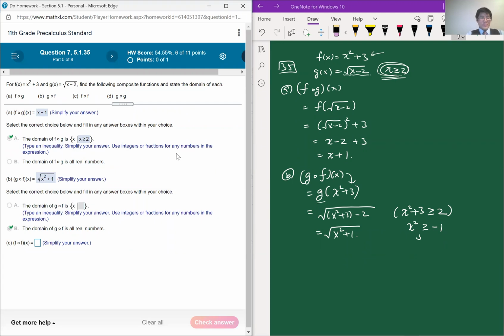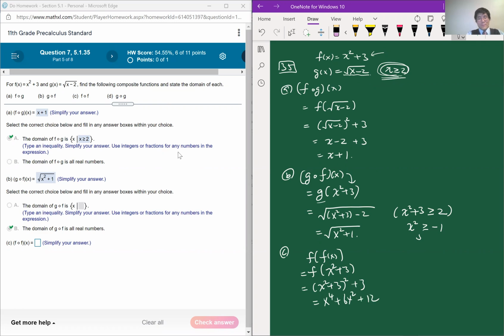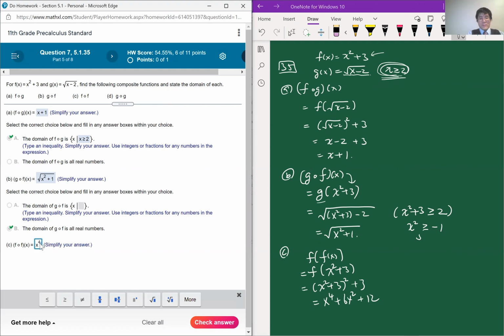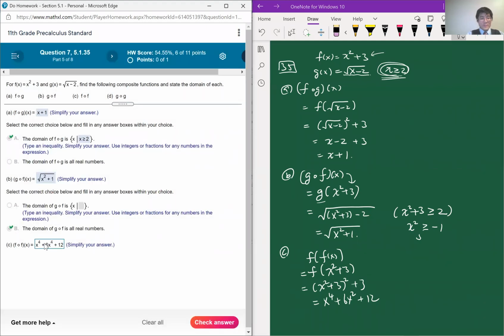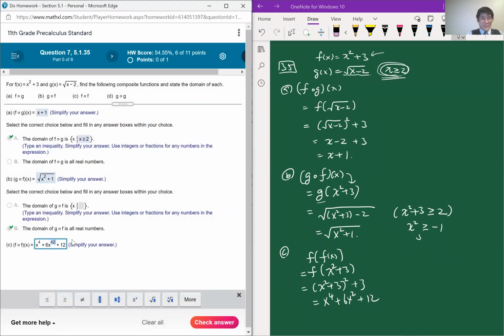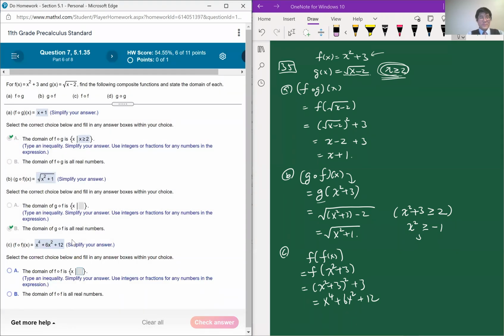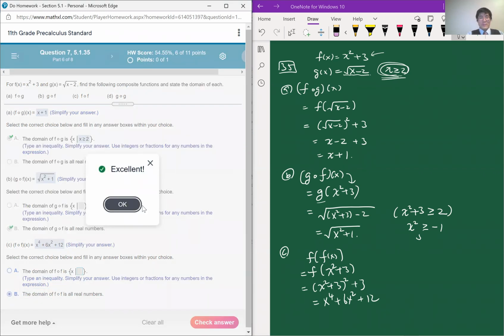Well, f of f is quite easy because it's just a polynomial. It's going to be f of x squared plus 3, which means input squared plus 3, which is x to the fourth plus 6x squared plus 9 plus 3. Oh, I typed it wrong. Okay, and the domain for a combination of two polynomials is all real numbers.